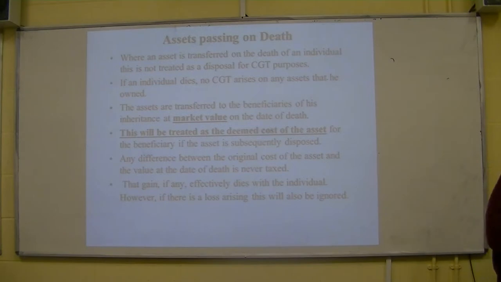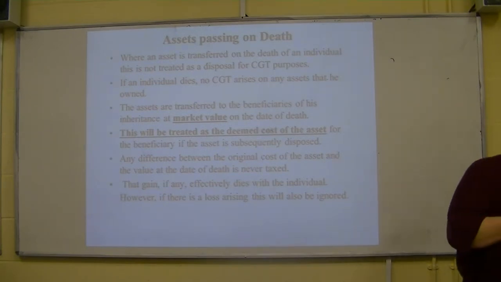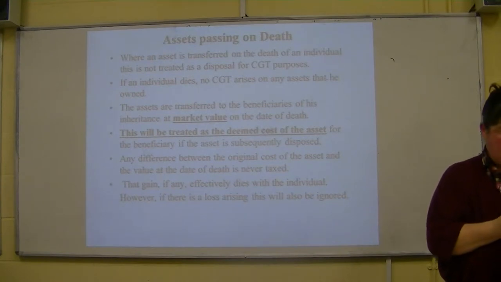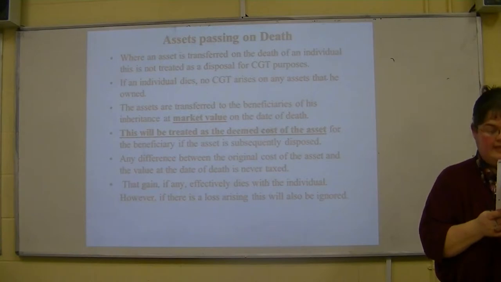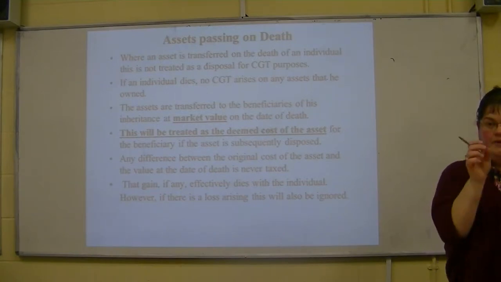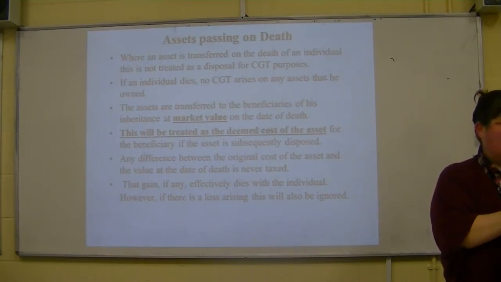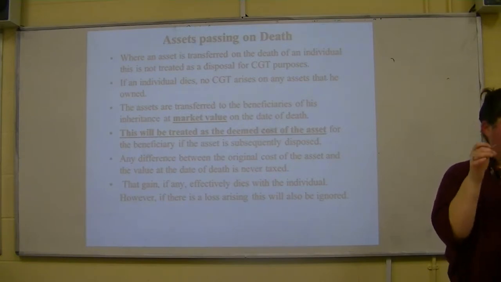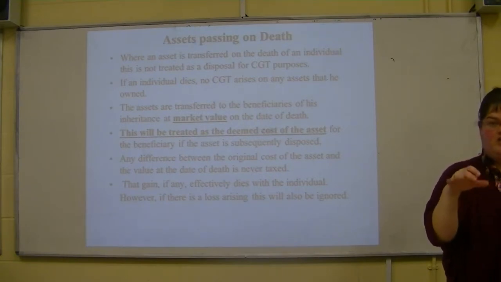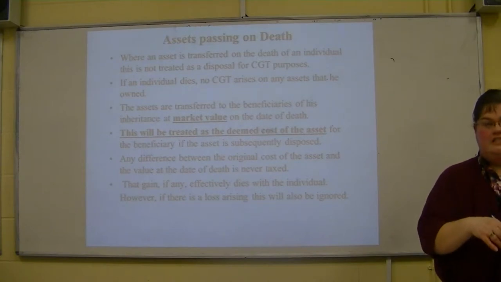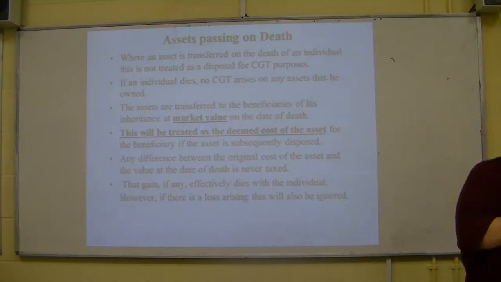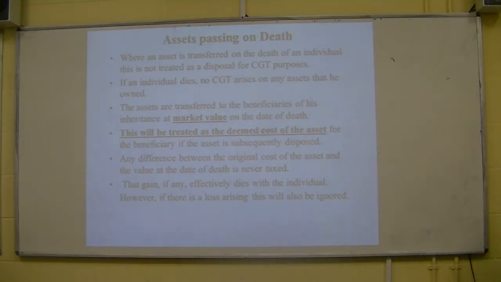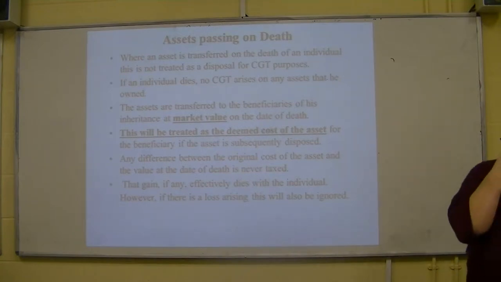The assets are transferred to the beneficiaries of his inheritance at market value on the date of death. This will be treated as the deemed cost of the asset for the beneficiary if the asset is subsequently disposed of. Okay, so that will actually be his cost at that date. That's why, when someone dies, there are always valuations on the properties and all the land and all the assets they actually have. That's to get the market value figure for the new person getting the assets.